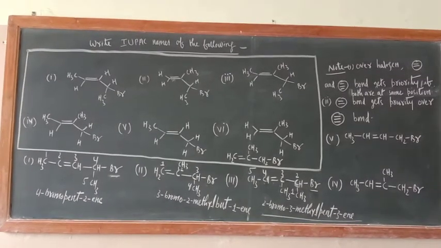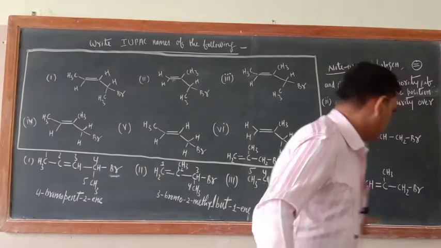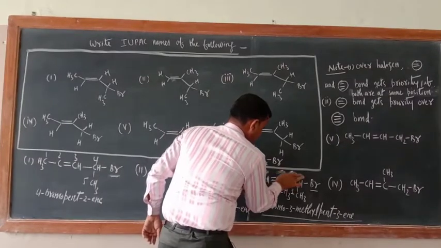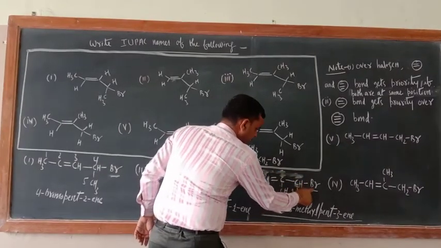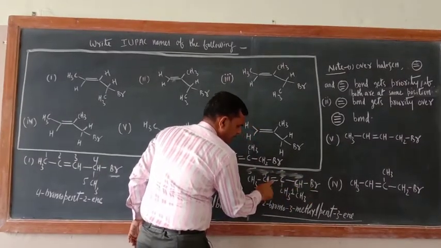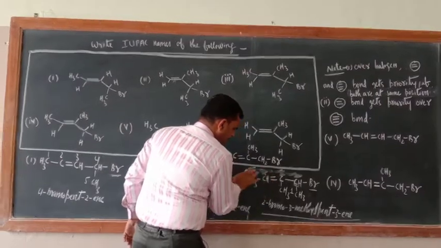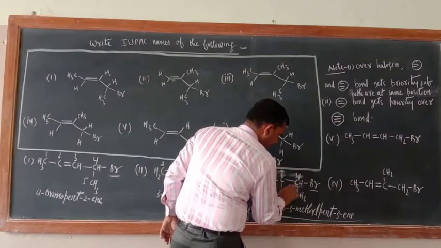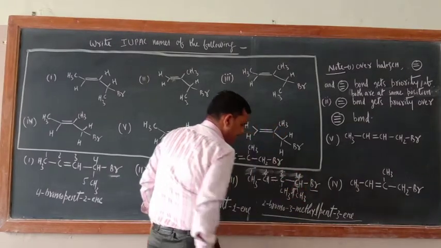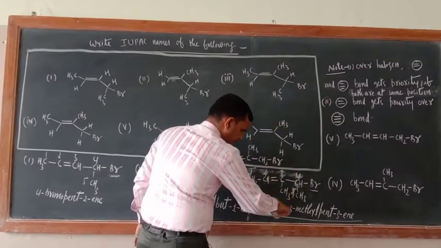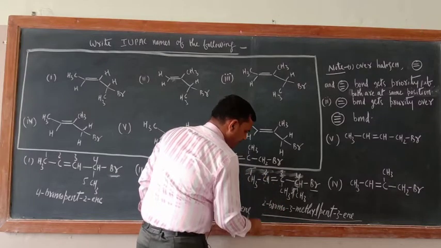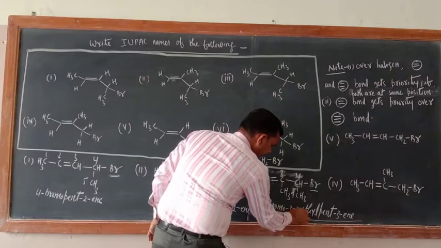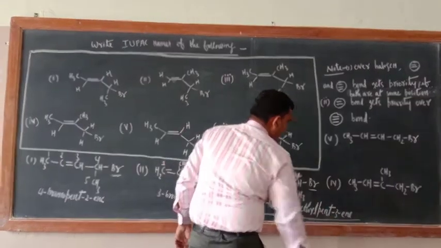So just see, dear cadets, here also this is wrong numbering. Please correct it. Here also just see, at 2 position Br is there, and at 2 position double bond is there. So double bond should get the priority. So numbering would be 1, 2, 3, 4, and here 5 is there. So according to this numbering, what should be there? 4 bromo. Now 3 methyl. Now it is correct. 3 methyl pent 3 ene.